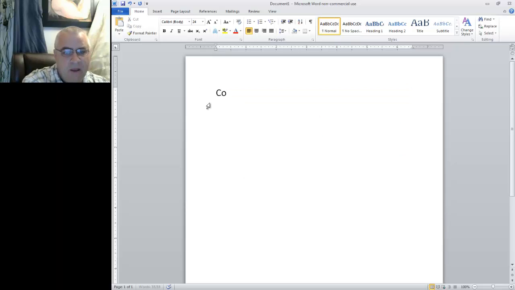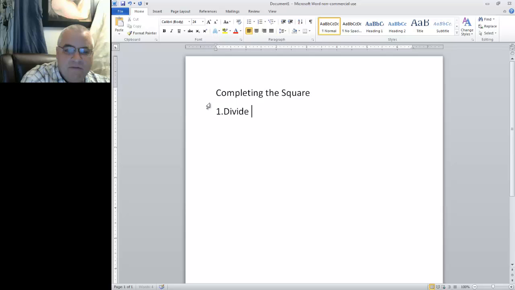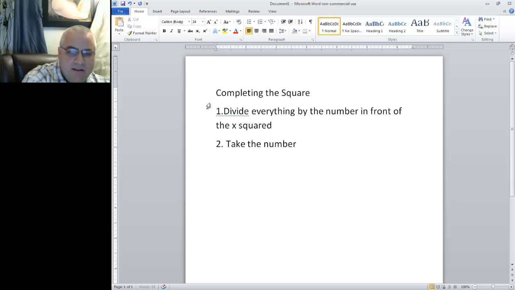Okay, completing the square. Step 1: we want to divide everything, all the terms, by the number in front of the x squared. Step 2 is we want to take the constant term to the right side.